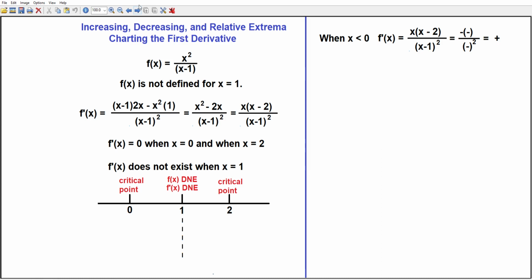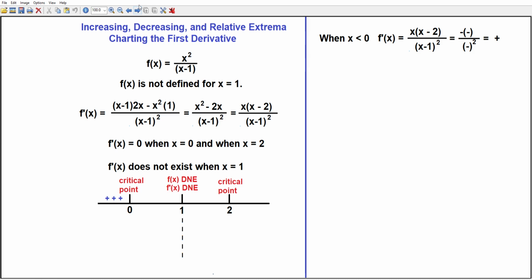When x is less than 0, f prime of x looks like x times x minus 2 over x minus 1 squared. X is less than 0, x minus 2 is less than 0, and x minus 1 is less than 0. So we have minus times minus over minus squared, and that's plus. So in this interval, f prime of x is positive. As a result, we indicate that by putting pluses on our chart when x is less than 0.